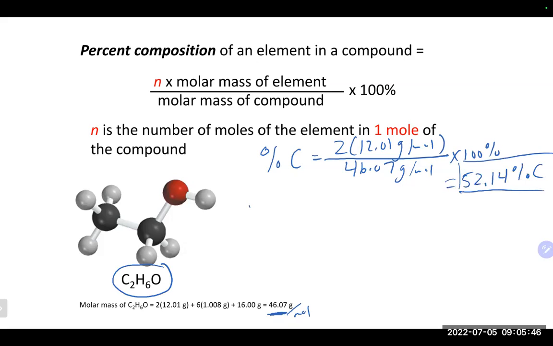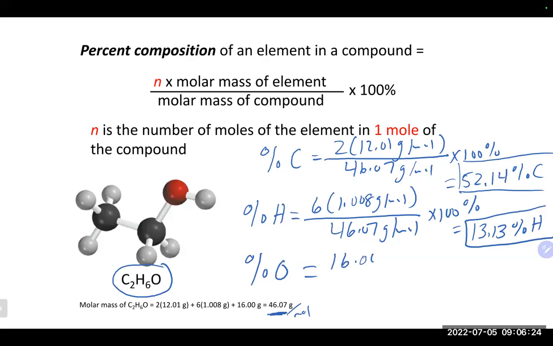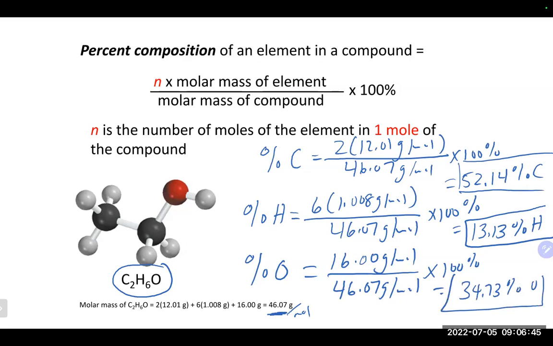We could do the same thing for hydrogen. In this case, the percentage of hydrogen would be 6 times the molar mass of hydrogen from the periodic table, divided by our 46.07, which is the molar mass of the entire compound, times 100%. And we will end up with about 13, we'll call it, percent hydrogen. And obviously here we could do it for our last element, which would be the percentage of oxygen. Since there's just one in that compound, 16 grams divided by 46.07 grams per mole times 100%. And that's going to get us our final percentage here of about 34.73% oxygen in this case.